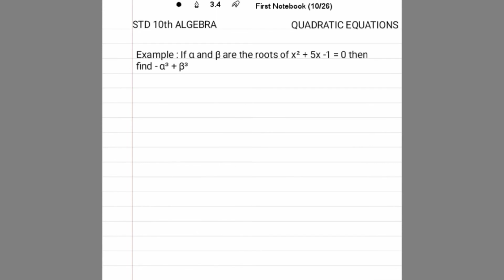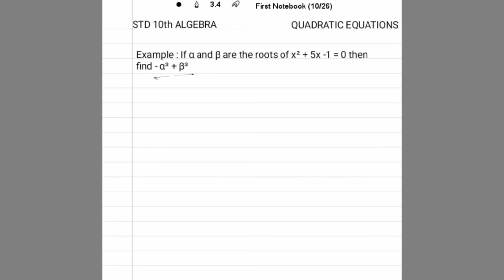Now here we have the second example of the same concept. Using that concept, that is the relation between the coefficients and the roots of the equation, we have to solve this question. The question is: if alpha and beta are the roots of x square plus 5x minus 1 is equal to 0, then find the value of alpha cube plus beta cube. Here they have given us the equation, and using the relations we have to find the value of this. So this is what we have to do in this question.